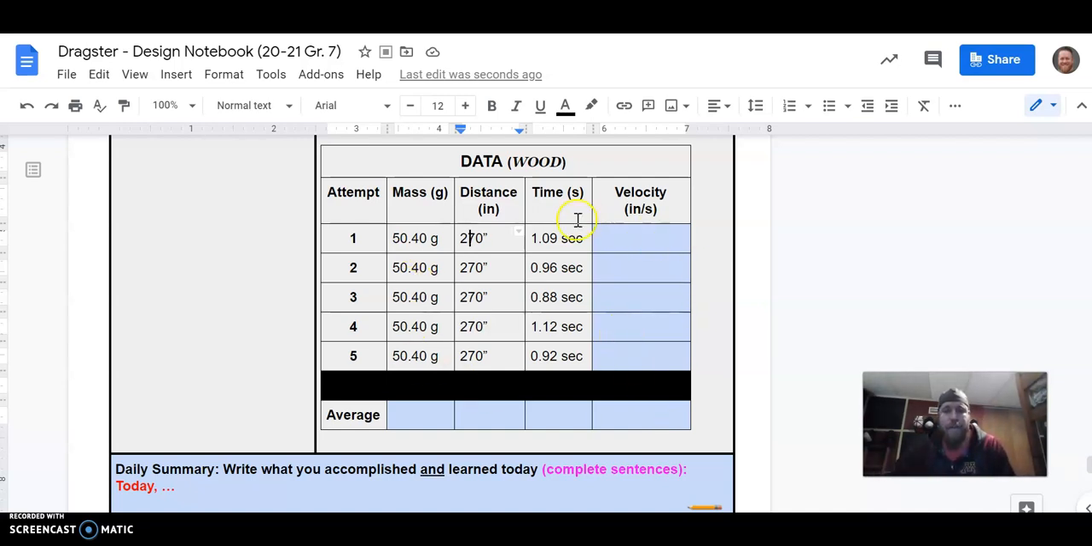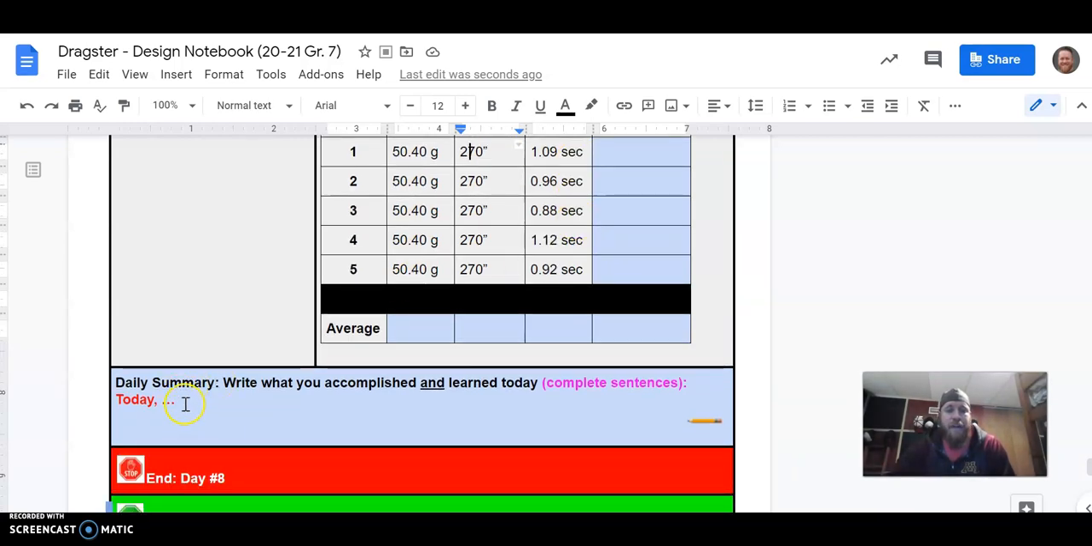Once you have all this information in your data chart, you have a summary to complete today. Write what you accomplished and what you learned today. Okay, make sure you complete that, and then you see the stop sign, the end of day 8. So at this point, you can finish up that work. If you have questions, make sure you reach out to your teachers, and we would love to help you with this. But make sure you collect data.